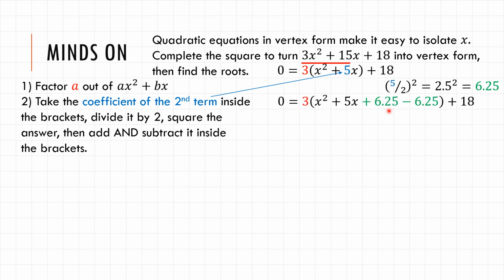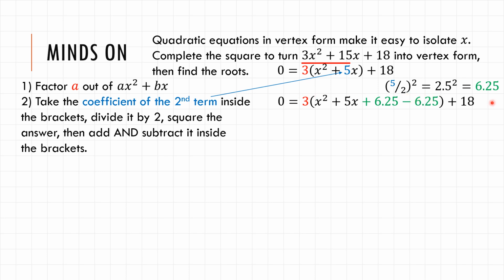Now notice, because I added and subtracted the same number, I haven't actually changed the value of this equation. I basically added 0. The reason that I did this is because these three together form a perfect square trinomial, and that's why this is called completing the square. But I don't really like this guy in here, so I'm going to actually distribute this 3, or in fact, I'm just going to factor this.